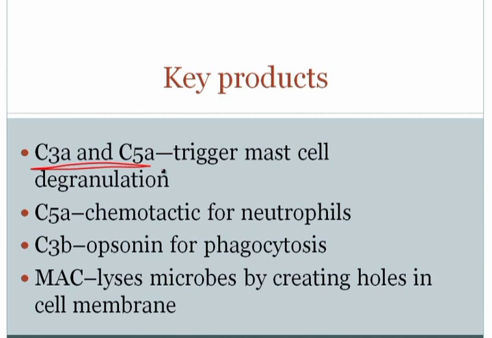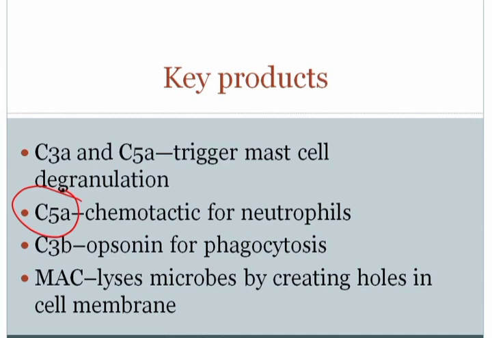The next one of the other key products of the complement system is C5a. C5a is important because it is chemotactic for neutrophils. It's one of the things that helps to activate and bring in the neutrophils. So I can stop here and say, do you remember the 4 key products that result in the activation and bringing in of neutrophils? Leukotriene B4, C5a, IL-8, and bacterial products.